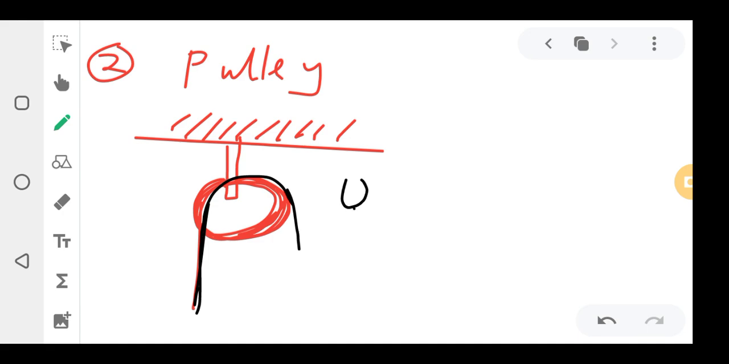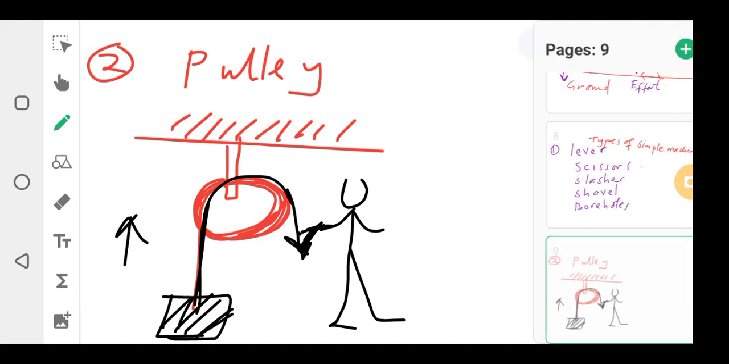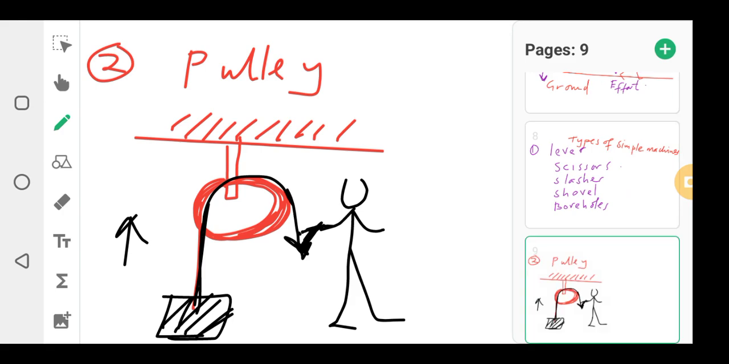You are a person, you are standing here like this, and then you are pulling this string downwards. So these are pulleys, where you are pushing it downwards. Here is a box. When you are pushing it downwards, this box will go upwards like this. That's what happens. So those are pulleys. Here are examples of another pulley.